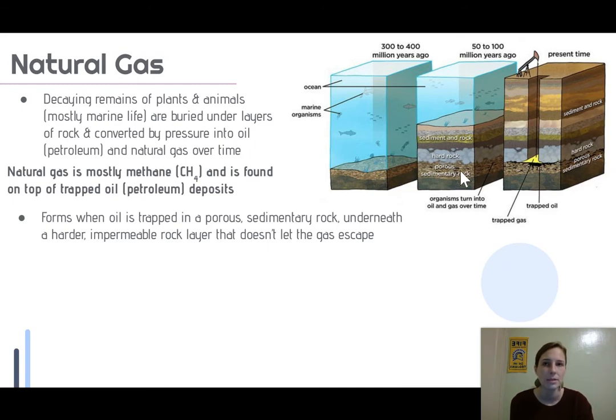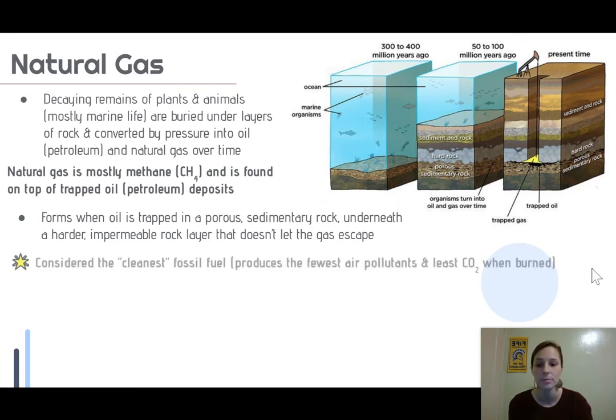And since a lot of the area that we have on land used to be underwater, that's why even in the middle of Texas, you are going to be able to drill down through these different rock layers and eventually get to where we have trapped petroleum and gas down there.